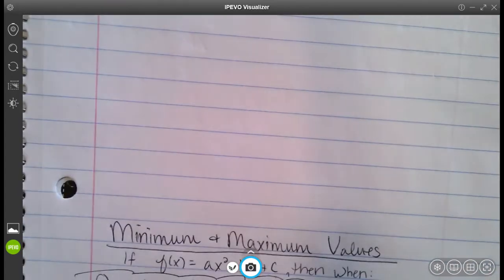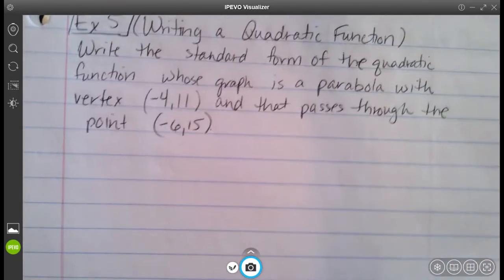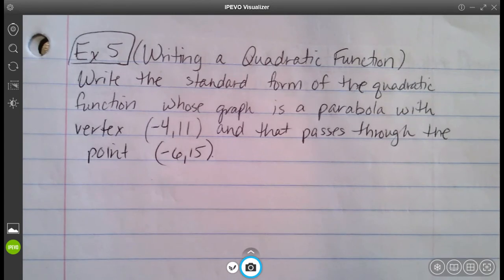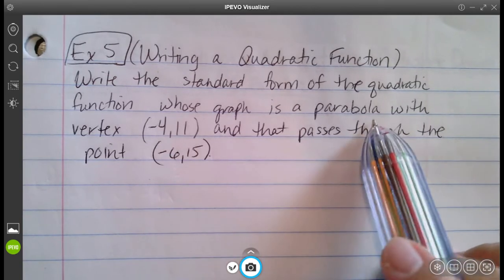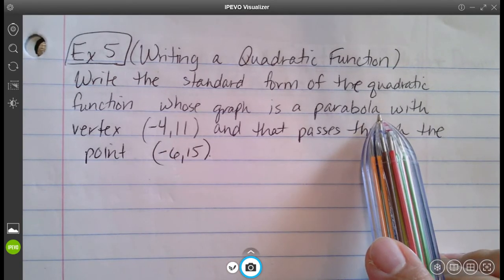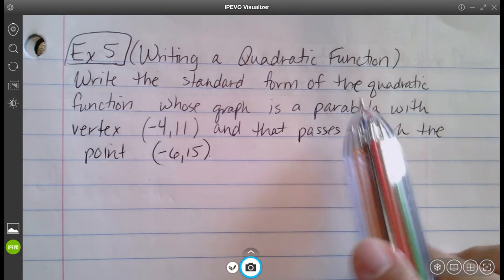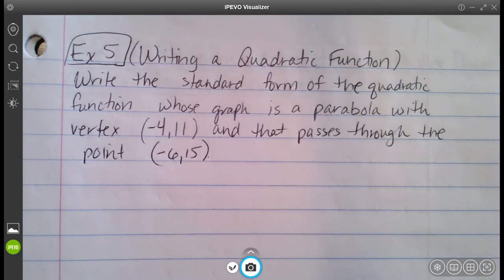So now we have example number 5, and I think this one's a little bit easier. Now we're going to write the actual function given different parts of the graph. Write the standard form of the quadratic function whose graph is a parabola. So we know it is an x squared type of problem with the vertex (-4, 11), and that passes through the point (-6, 15).